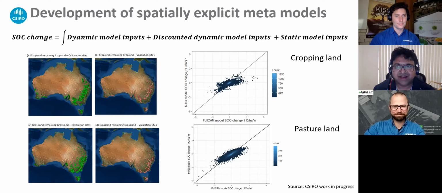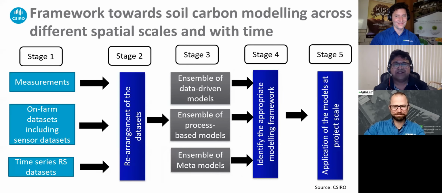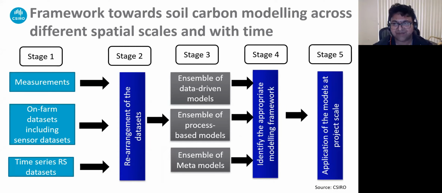All right, I think I covered all three main types of modeling approaches, which are probably used in most of the carbon work. Finally, just to conclude my presentation, this is what we're thinking more on, a framework towards soil carbon modeling across different spatial scales and now with time. We think that there are mainly 5 stages.